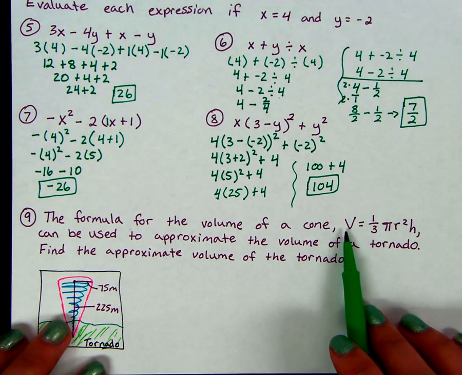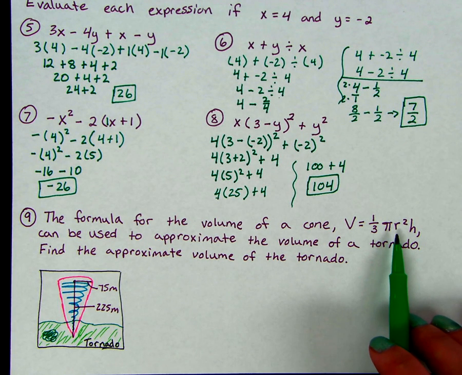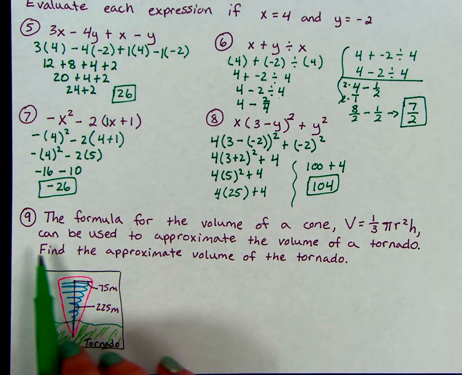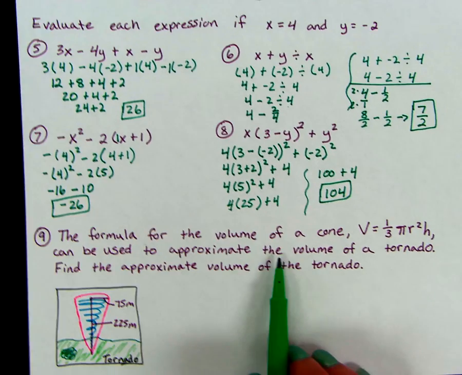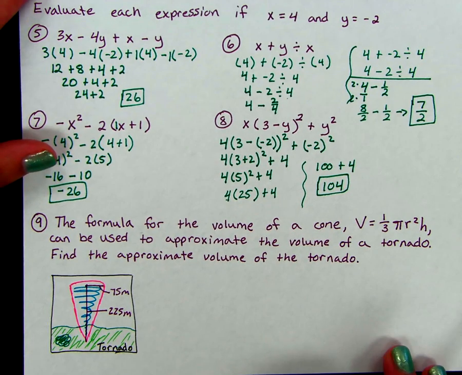So V means volume. And then pi, so that's our 3.14. R, in this case, is going to stand for the radius of something. And h usually stands for the height. Okay. So again, we're looking for the volume of a cone. It gives us the formula, and this can be used to approximate the volume of a tornado. So find the approximate volume of the tornado.